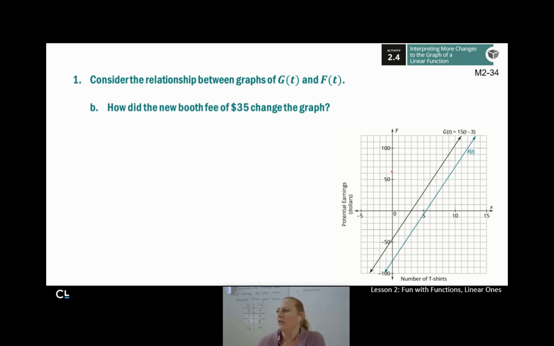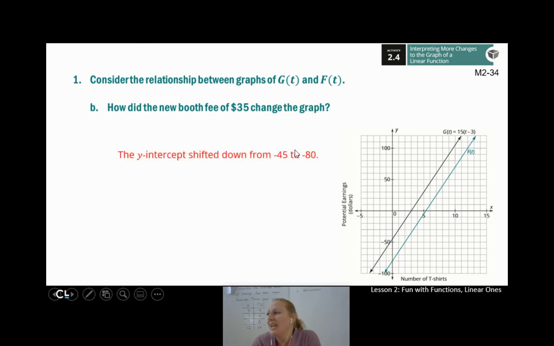So the fact that they're now charging $35, earnings are on the y-axis. Check it out, it pushed our graph down 35, right? It's now going to cost her another $35. So that means our y-intercept, instead of being negative 45, it pushed it all the way down to negative 80, because that's another $35 fee, another $35 loss from our earnings. So our y-intercept is now shifted down to negative 80. Whew.